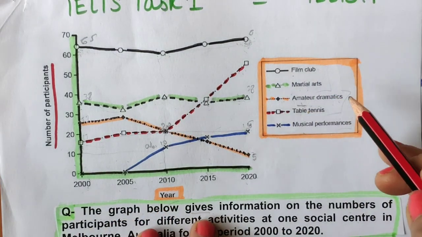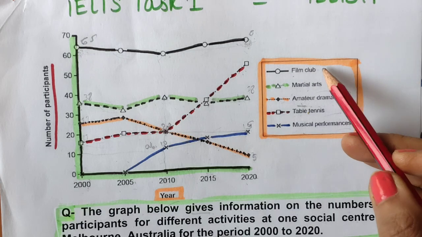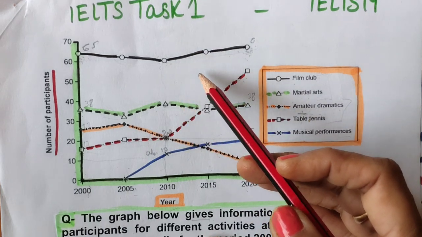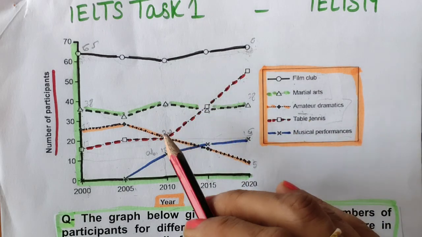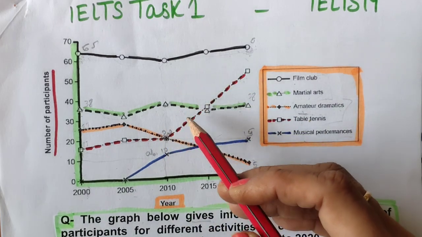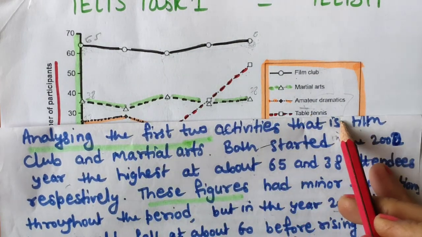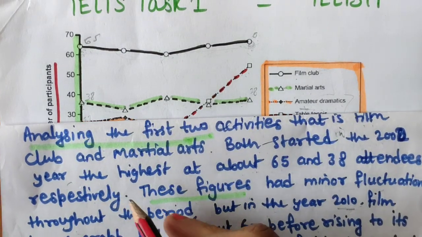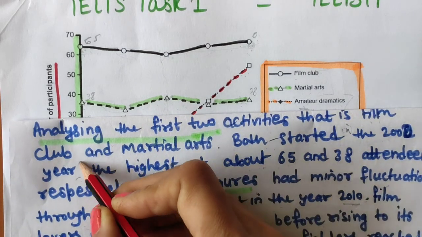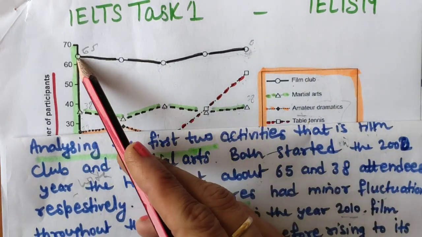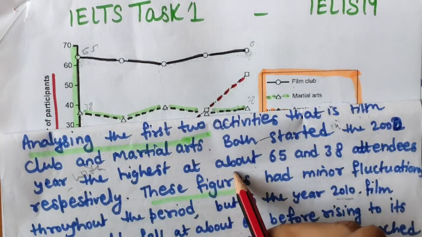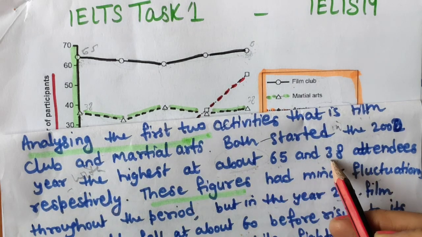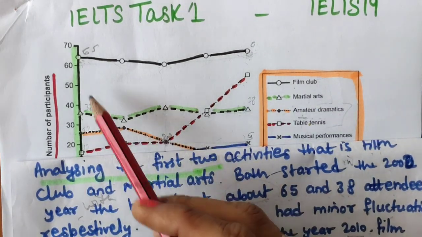I will be writing category wise. I will show you how we can write it. So in the first paragraph, I will be combining film club and martial arts, because both of the lines have the same type of pattern. See, these fluctuations are there, the same pattern they are following. That's why I have combined these two categories in one paragraph. Analyzing the first two activities, film club and martial arts, both started in the year 2000, with the film club highest at about 65 and martial arts about 38 attendees respectively.